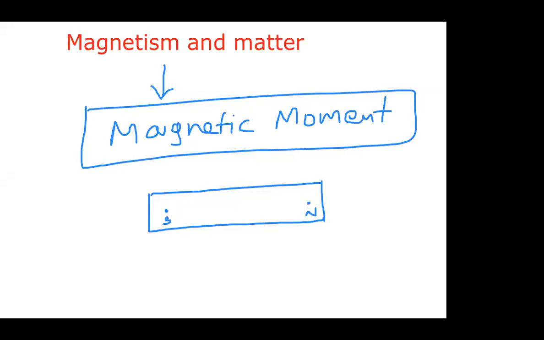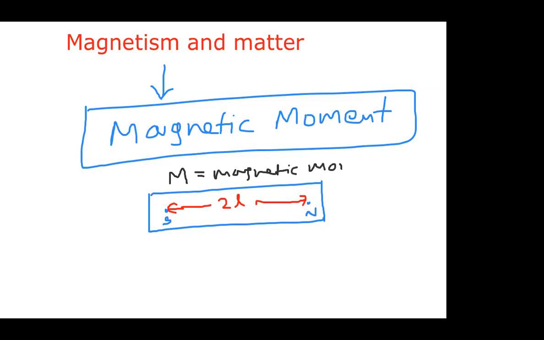If you observe a magnet, it has two poles separated by some distance. Let me take the distance from south pole to north pole as 2L. Here we are using the term capital M. Capital M is called magnetic movement.